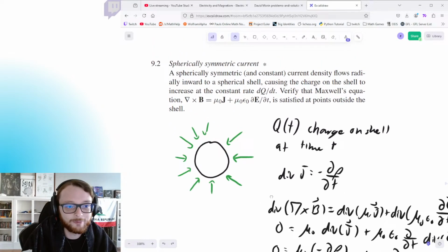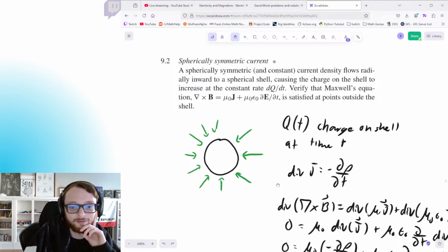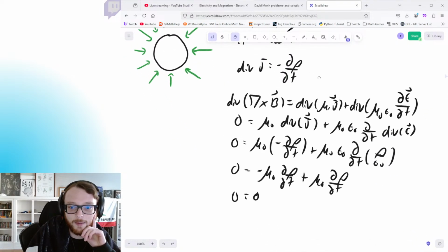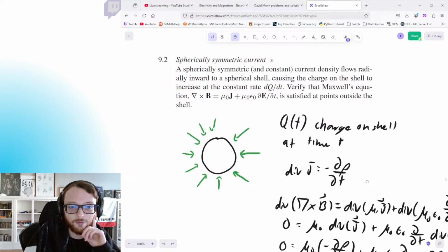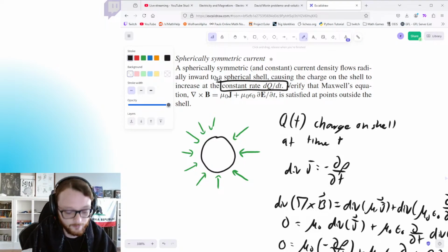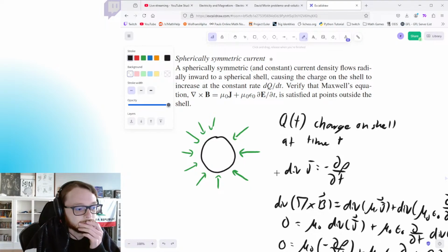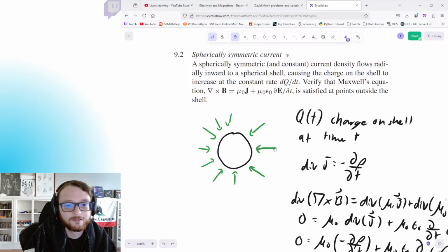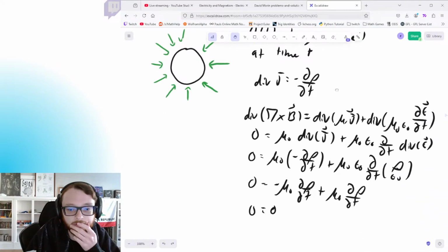So that's kind of what I was wondering about doing since I saw this problem, but it doesn't feel like it is verifying it's satisfied. Maybe it does, but I feel like we didn't do anything. We never used that constant dq/dt rate. Oh, you're right. We didn't need it. So that's why I'm concerned. I don't think I actually did all that much here.